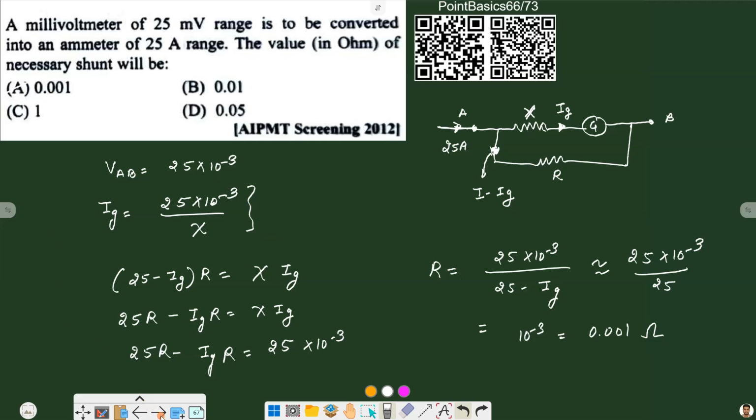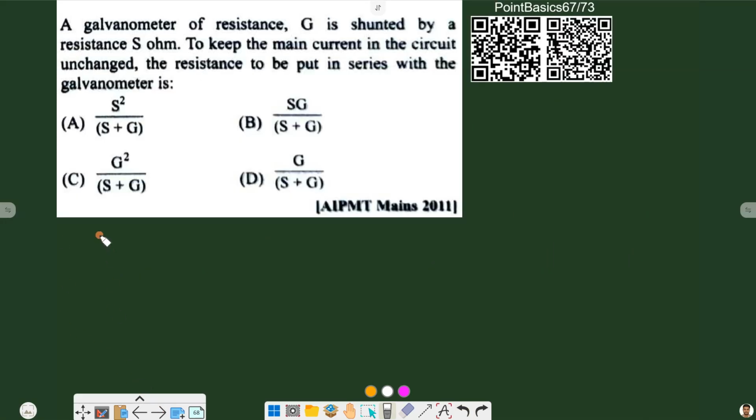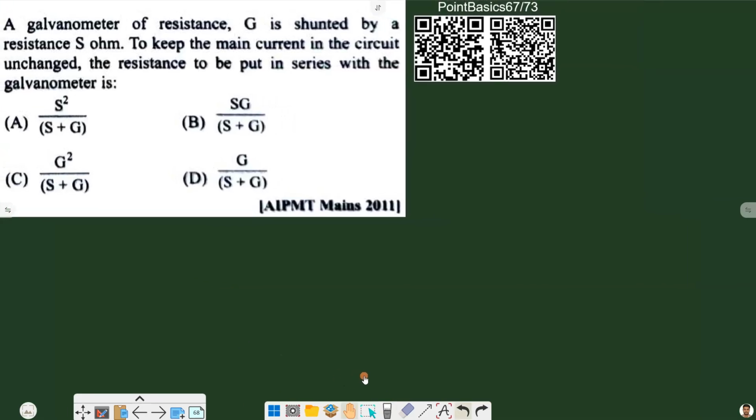Now let's move to another question. A galvanometer of resistance G is shunted by a resistance S ohm. To keep the main current in the circuit unchanged, resistance to be put in series with the galvanometer is. So let's slide down. So we have a galvanometer. A resistance is given G and it is shunted by a resistance S. So this is what our circuit looks like.